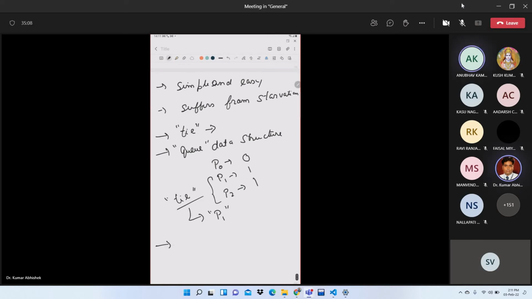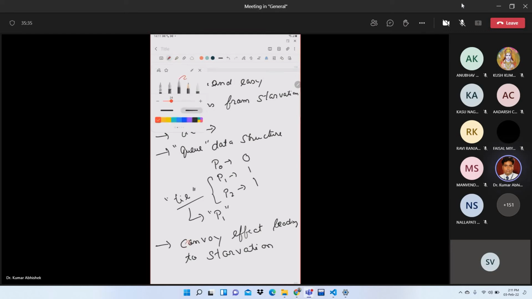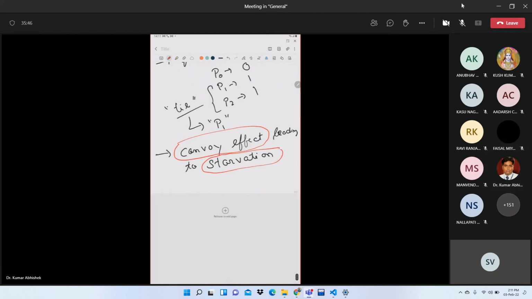So there is a convoy effect over here, which leads to starvation. These two are important things which we need to look into: convoy effect and starvation.